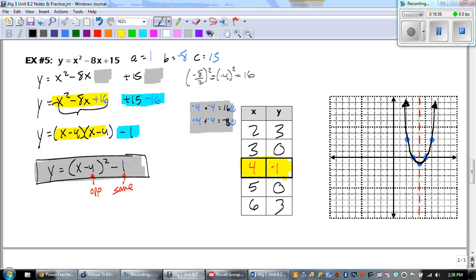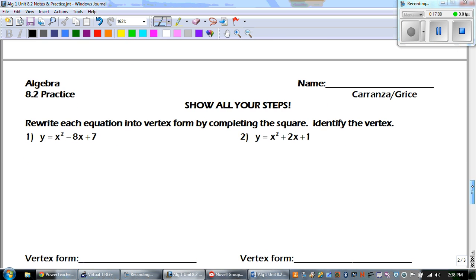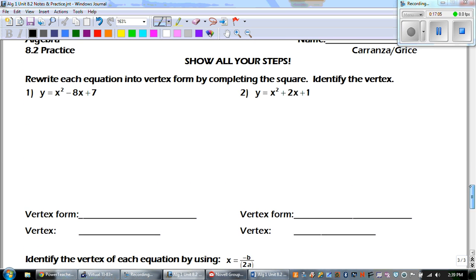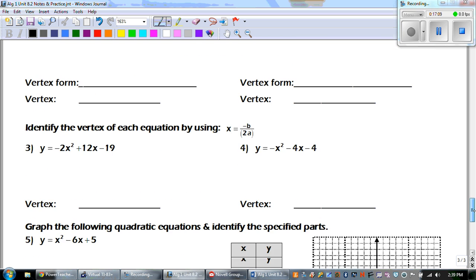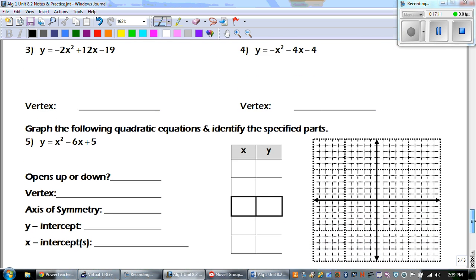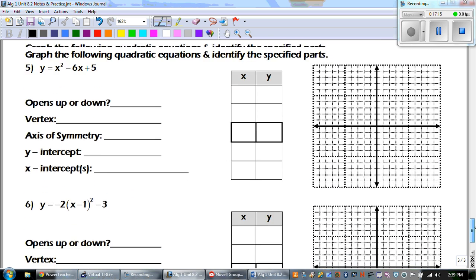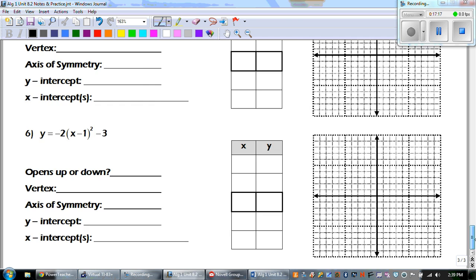Okay. Well, guys, your homework, 8.2 practice. This would be practice A. So, completing the square, there are only 1 and 2 of those. And then the rest of those is stuff that we've already done. Finding the vertex, and then graphing, 1 in standard form and 1 in vertex form.